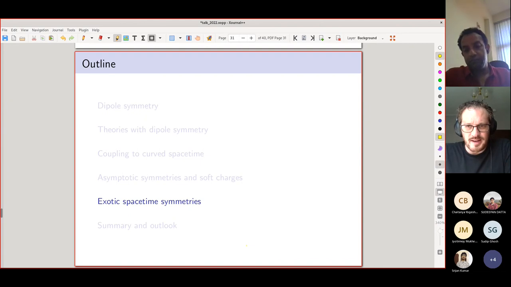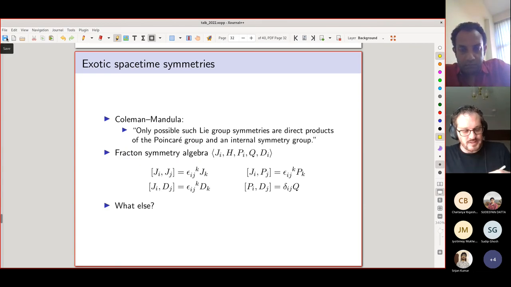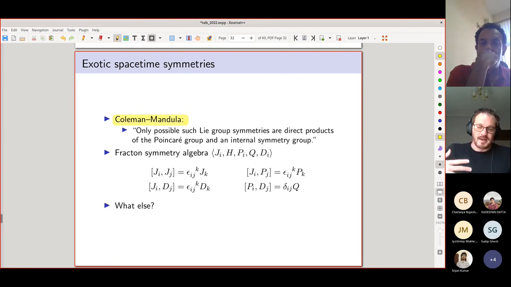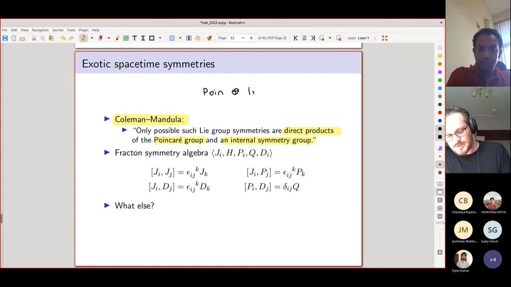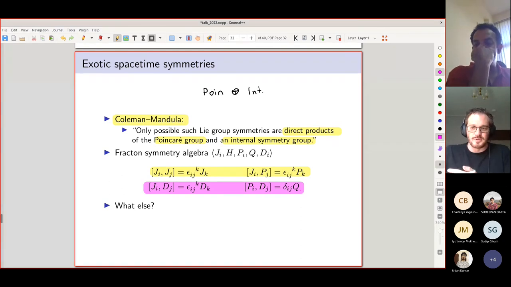All right, so let me now come to the final part, which is more like the general kind of symmetries that underlie these theories. And that is, as already said, some kind of exotic space-time symmetries. They are somehow unfamiliar, at least for me they were a little bit unfamiliar, because as soon as you have Poincaré invariant theories, there is the Coleman-Mandula theorem, which says that the only possible Lie group symmetries are direct products of the Poincaré group and an internal symmetry group. So you have the space-time symmetries, Poincaré, and then you have the internal symmetries, and they don't talk to each other. And exactly this fracton symmetry is a very nice counterexample to it, where the first line is the space-time symmetries, and the second line is really such an interaction, if you like, between the internal and the space-time symmetries.